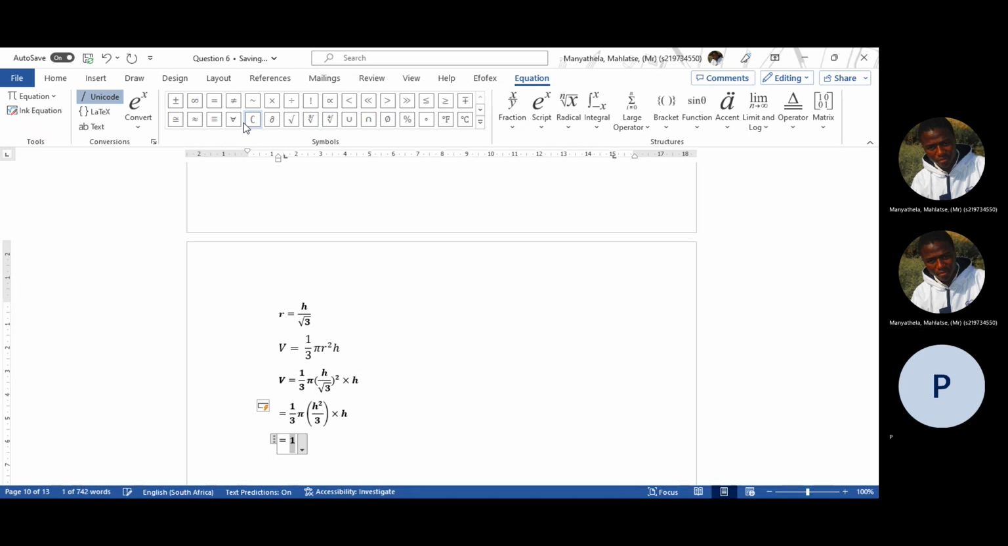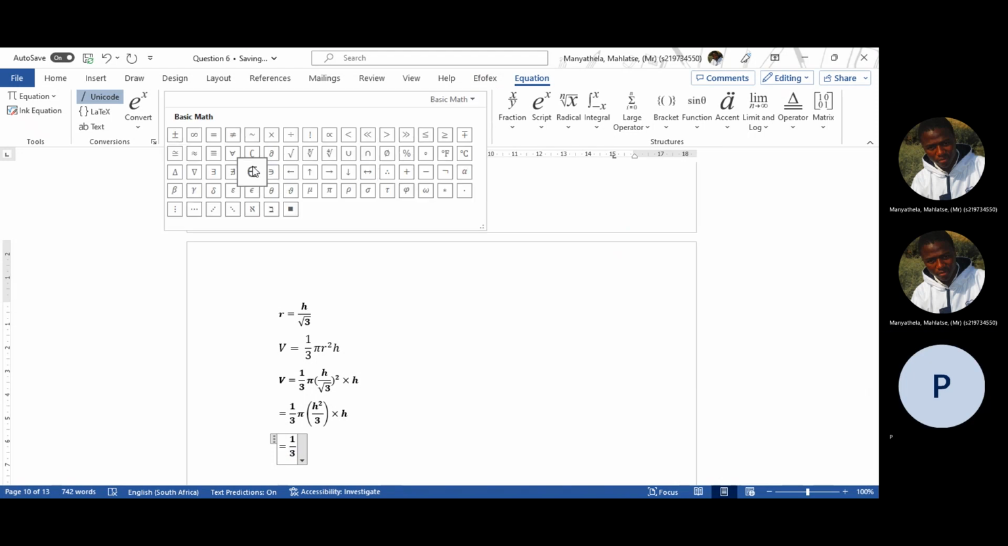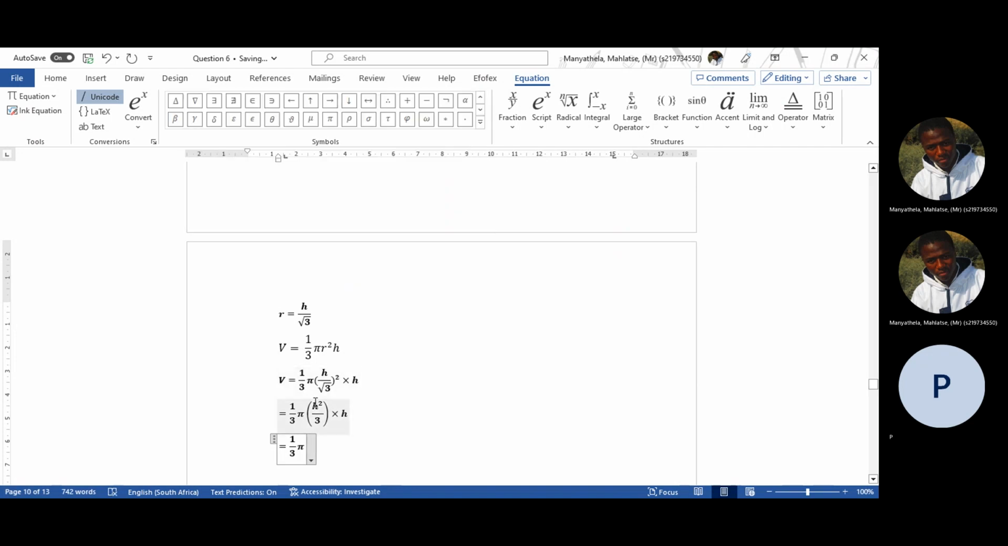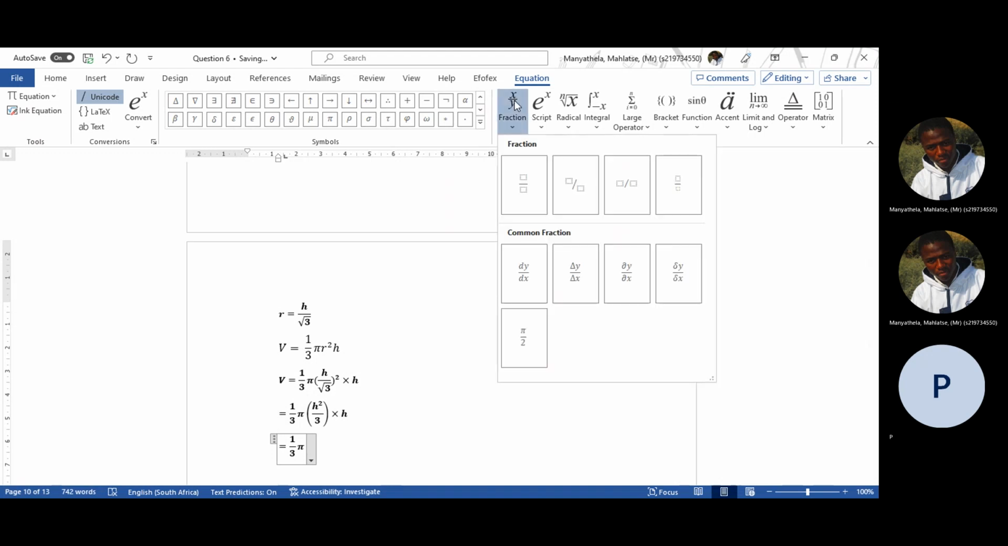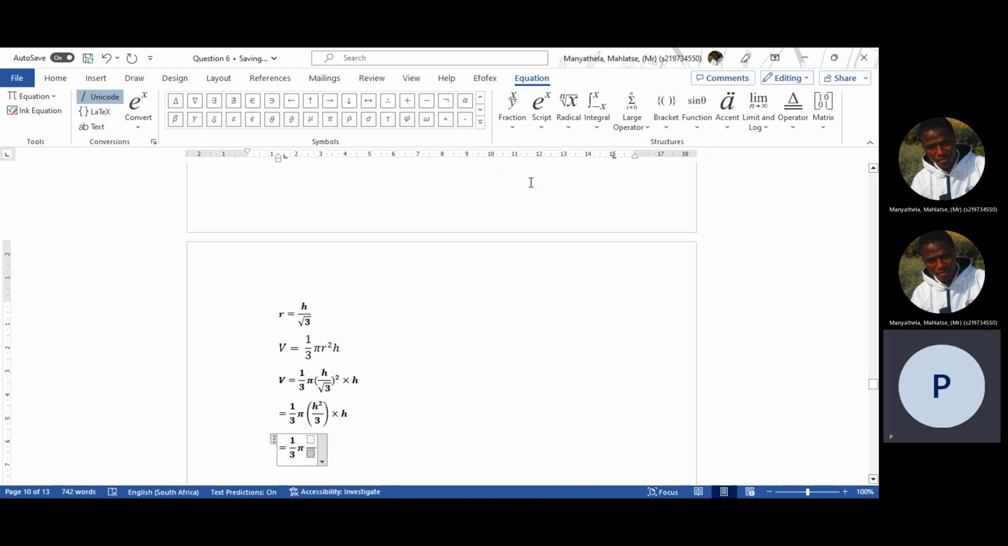So 1 over 3 pi, H squared is multiplying H, so we'll have H cube over 3.